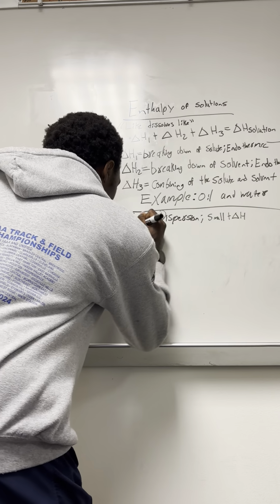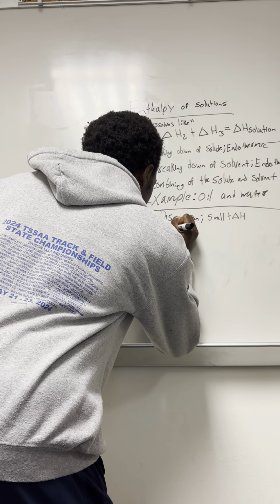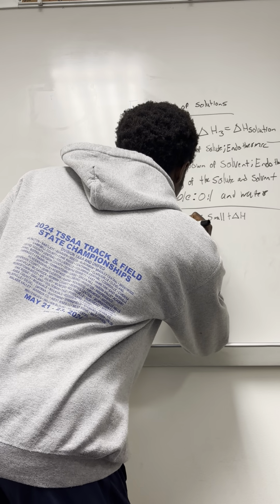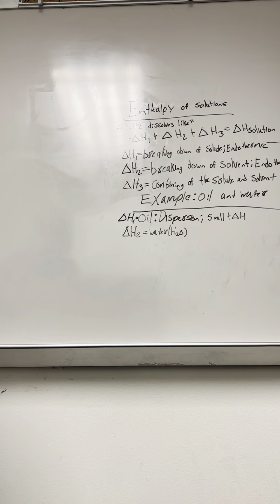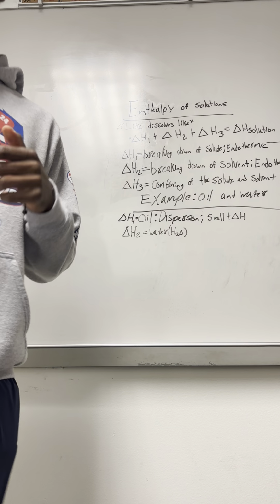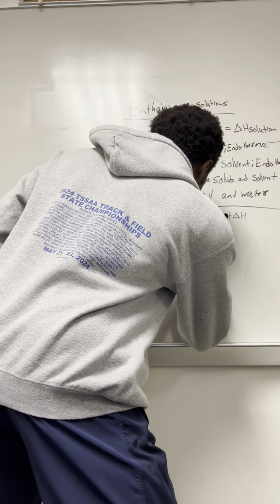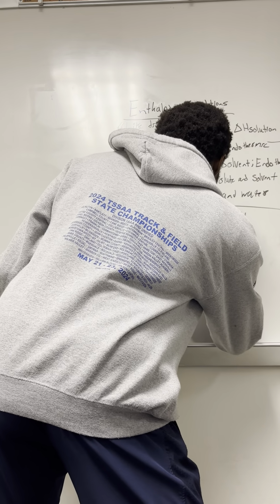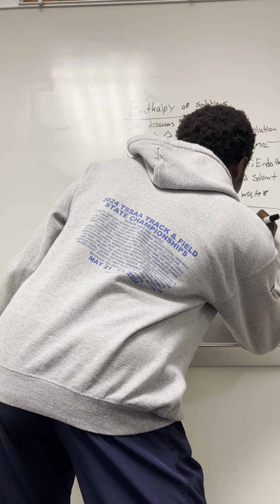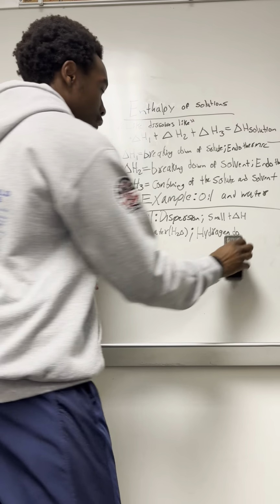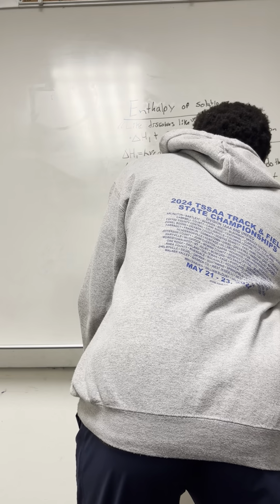Your delta H2 will be the solvent, which is your water, or H2O. Water has the third tier of intermolecular forces, which is hydrogen bonding. And that is a very strong bond to get rid of. With hydrogen bonding, it takes a large amount of energy, so it'll be a large delta H.